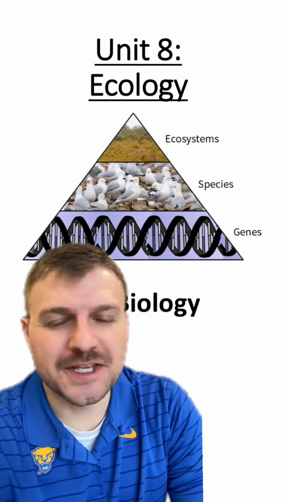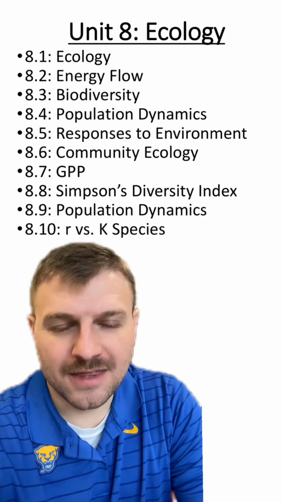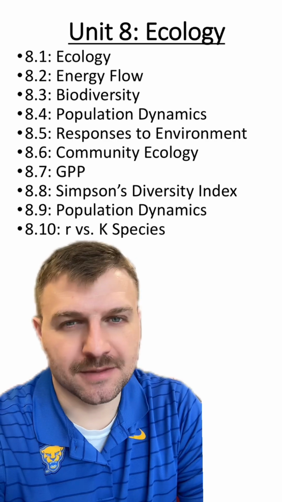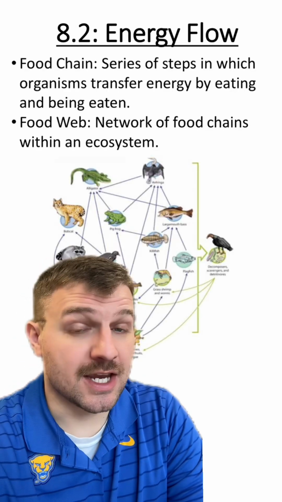Hello AP Biology students, let's go over the second section in Unit 8. In this section, we're going to talk about how energy flows through ecosystems. We're first going to cover the concept of a food chain and a food web.